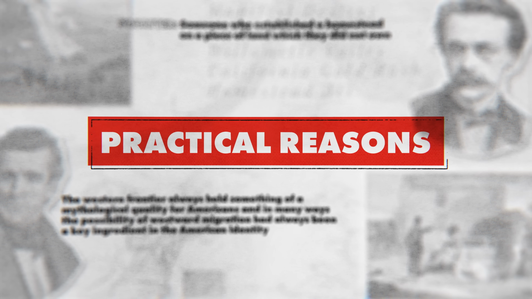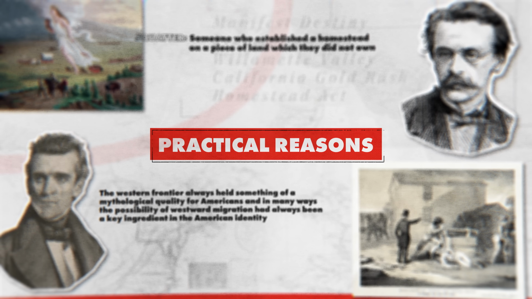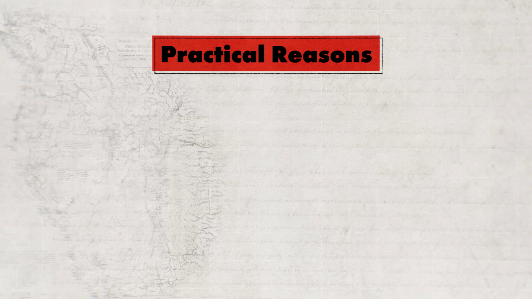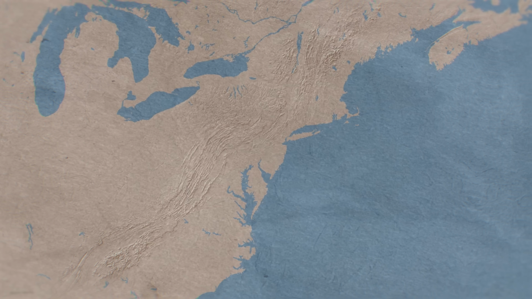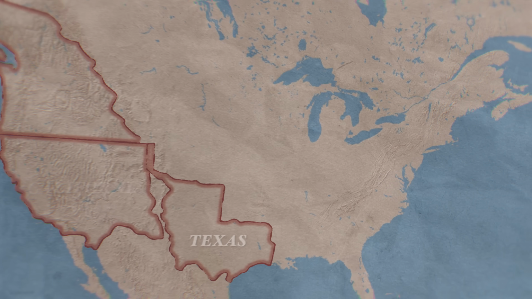Okay, so now let's consider the practical reasons for the big push for westward migration during this period, and there are no less than 4 that you need to know. First, Americans migrated westward to access natural and mineral resources and to find new economic opportunities. And the territories that would provide such opportunities were Texas, California, and Oregon. Now, Texas would become a U.S. state right at the beginning of this period, namely 1845.